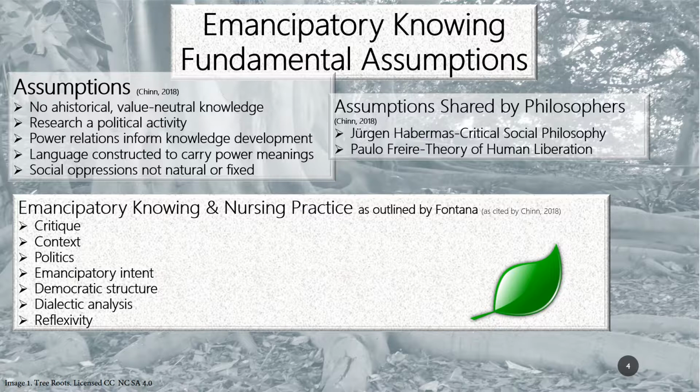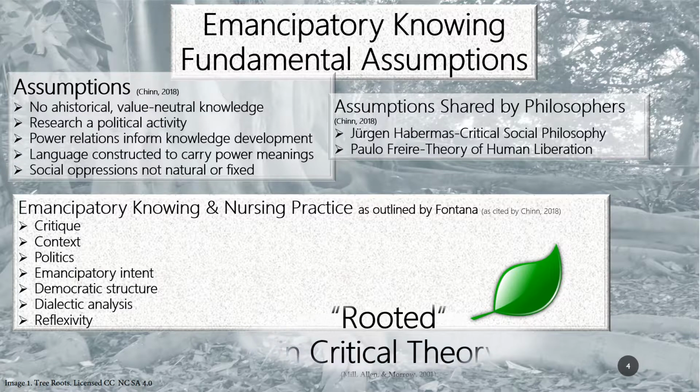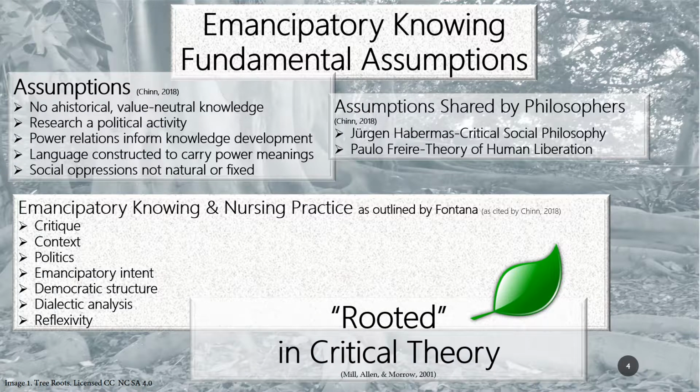The context is where you recognize the social environmental influences on human beings. Politics and the emancipatory intent are related to making explicit your intentions to create change and then having the correct intentions doing it. Democratic structure dictates that the subject and the researcher are equal partners. Emancipatory approach always includes dialogue, which is what informs your analysis. Reflexivity is the conscious application of self-reflection. Remember that emancipatory approaches are rooted in critical theory.